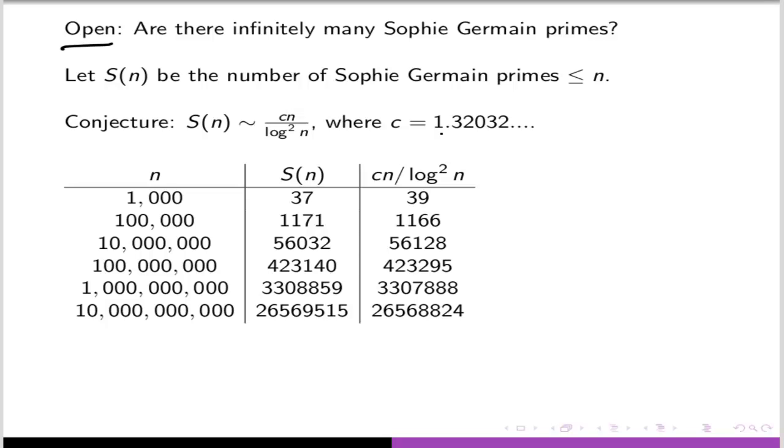So up to 100,000, we have 1,171 Sophie Germain primes. The asymptotic estimate is 1,166. And when you get up to 1 billion, you've got agreement almost to 4 places. And up to 10 billion, you have agreement almost to 5 places. So again, the asymptotic symbol means that the ratio of these two quantities approaches 1 as n goes to infinity. So it's very likely that this conjecture is true, just based on the evidence here.